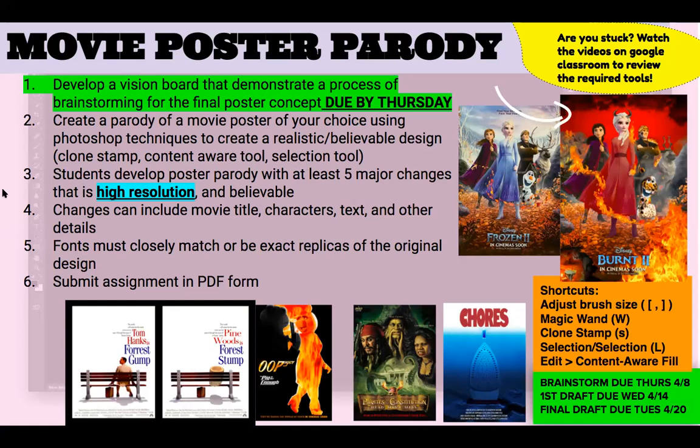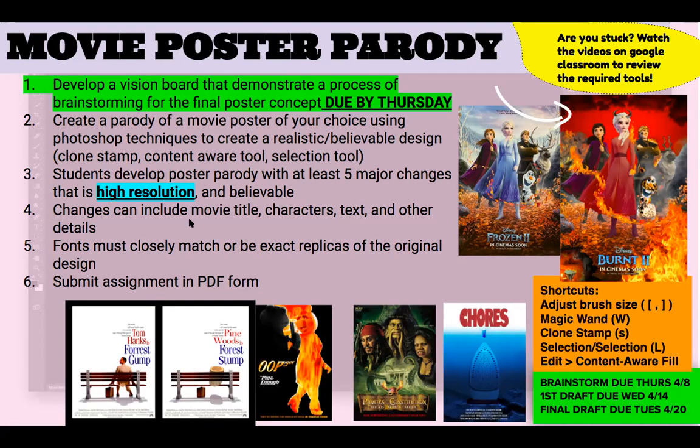Number three, students are going to develop a poster parody with at least 5 major changes. So this is something we need to keep in mind, okay? It needs to be high resolution and believable. So with my Princess and the Frog, I don't think I had 5 changes yet. The title, the dog house, the dog toy, and the food. Oh yeah, that is 5. So 5 is our goal. Okay, we can do more than 5, but 5 is the minimum.